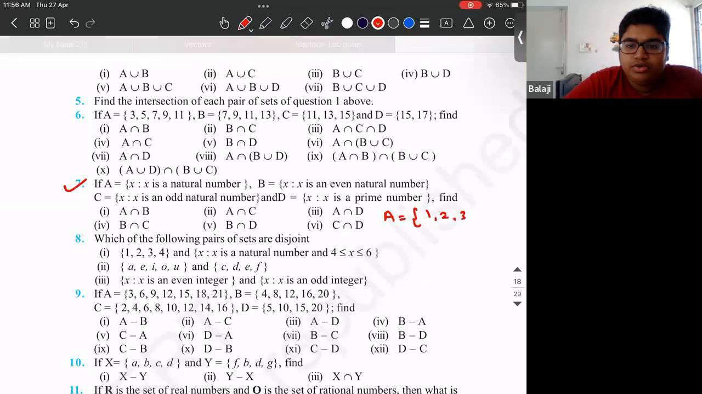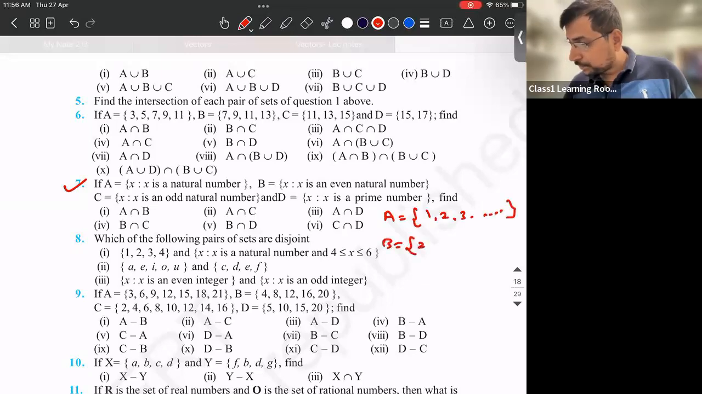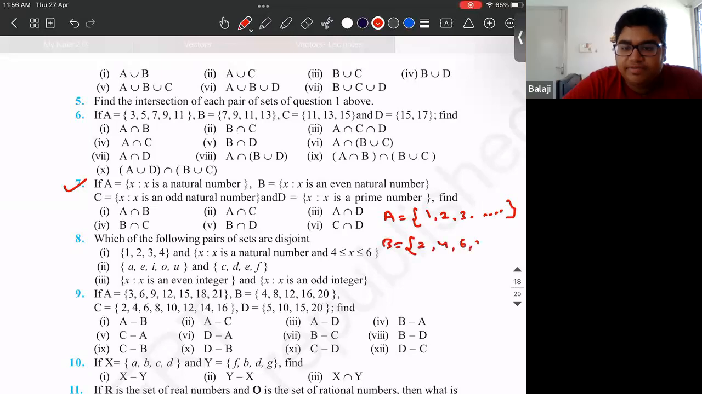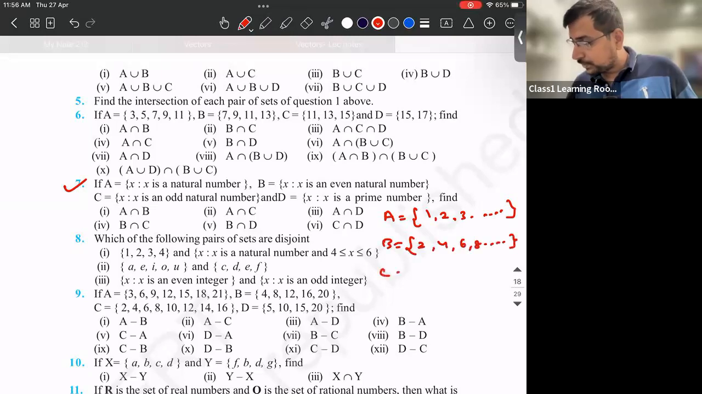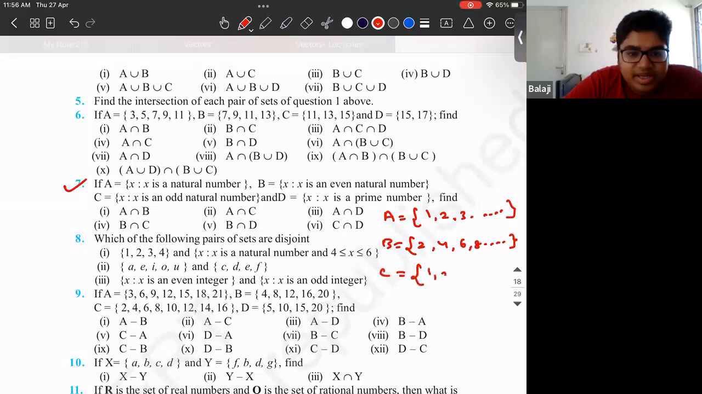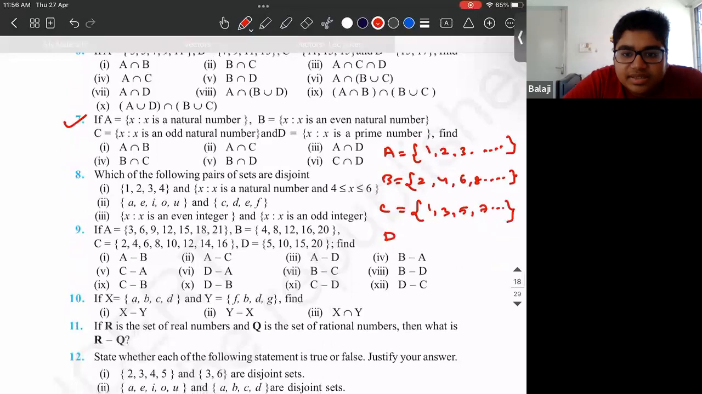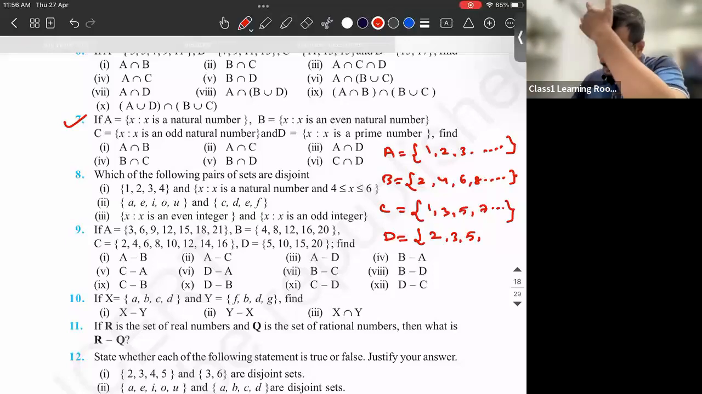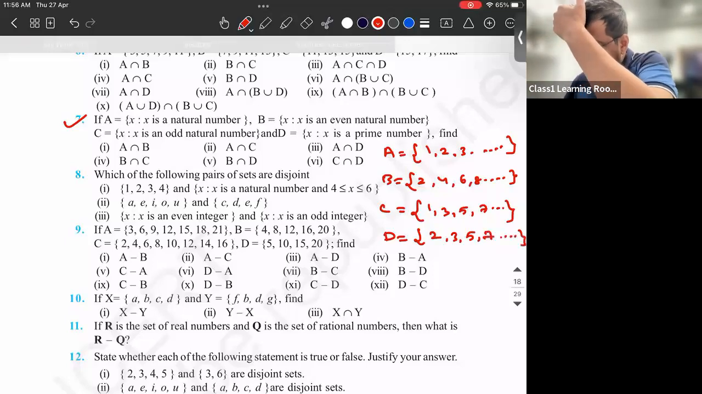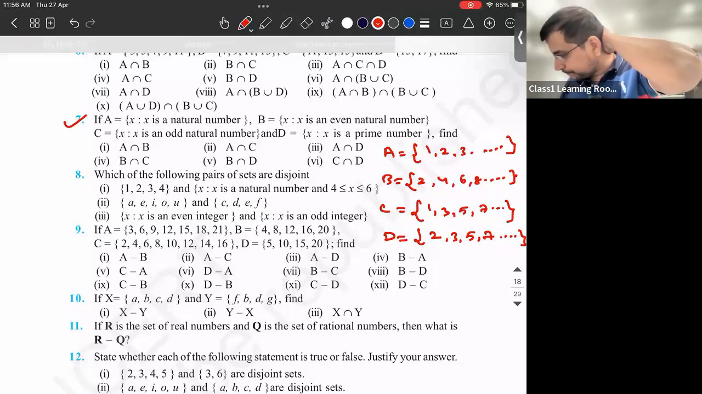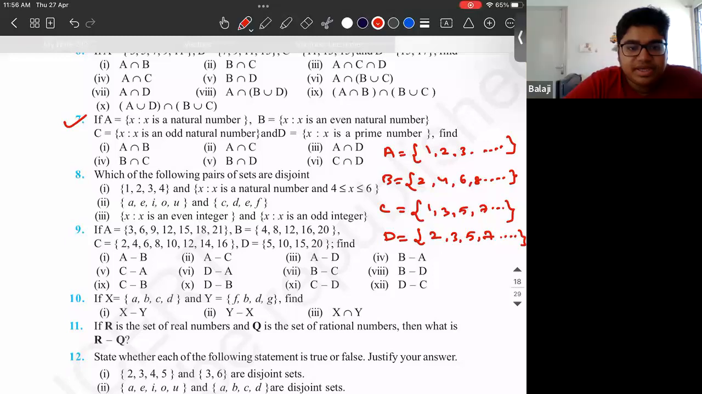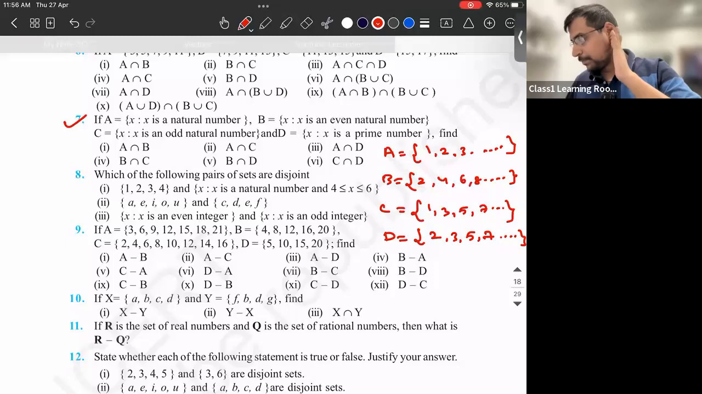A is 1, 2, 3 till infinity. Set B is 2, 4, 6, 8 till infinity. Set C is 1, 3, 5, 7 till infinity, and set D is 2, 3, 5, 7 till infinity. Okay. So first, A intersection B.